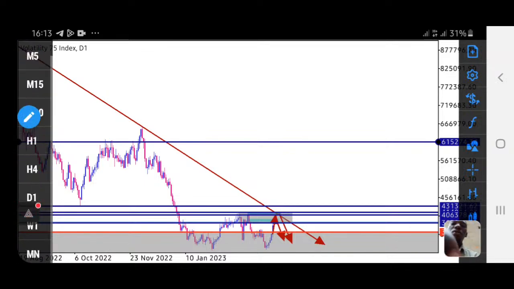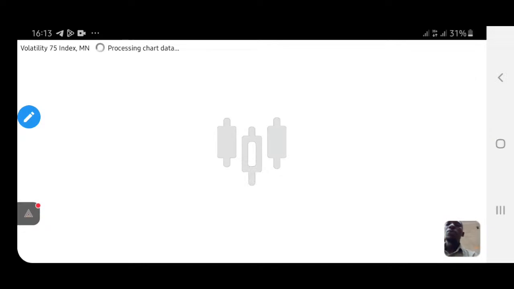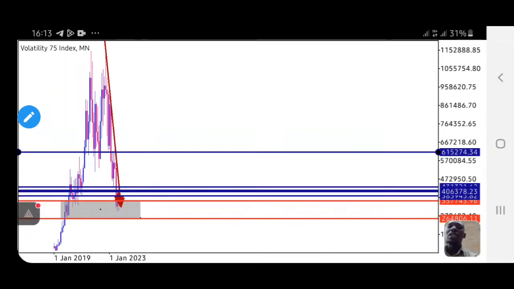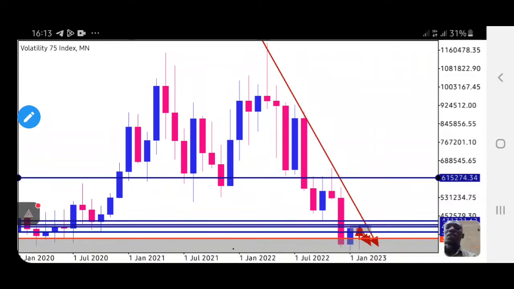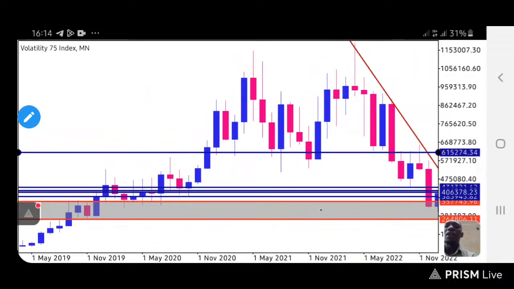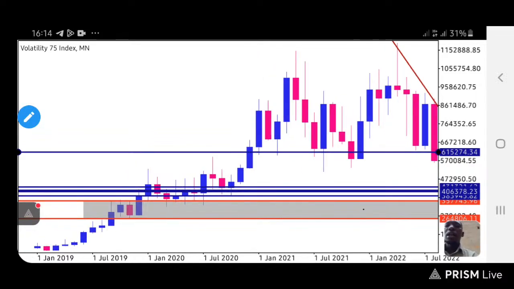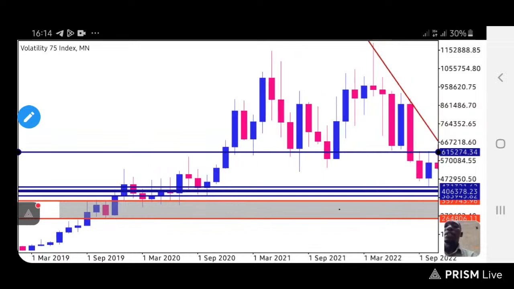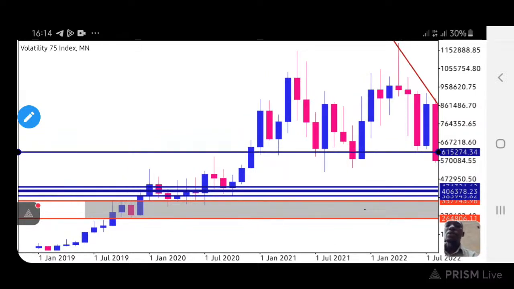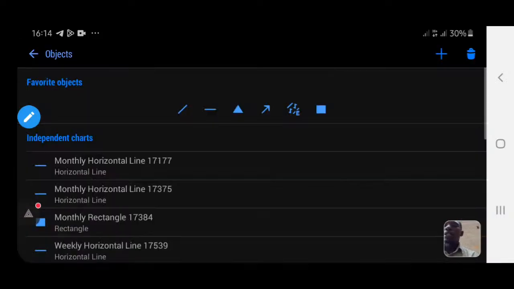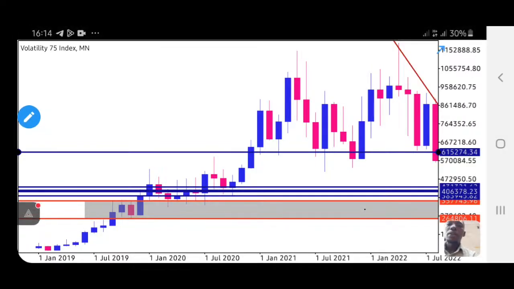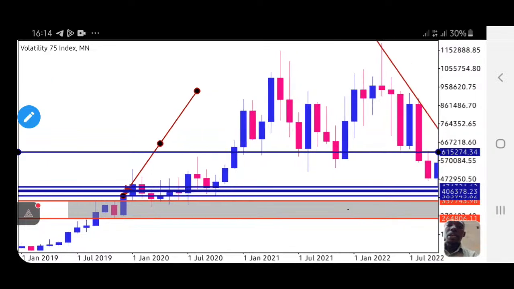If we go to the monthly and see what was happening in 2020, you can see that when the market reached around this area, we can see this zone. This is the monthly demand zone, guys. In 2019, here, it was around 2019. Are you getting the point, guys? Around this area, it was when the market started to pump.